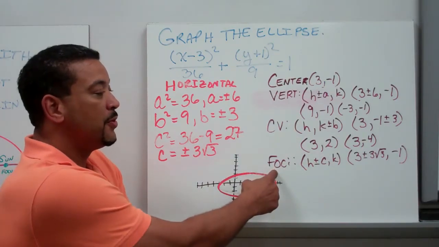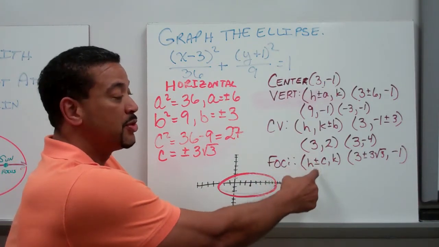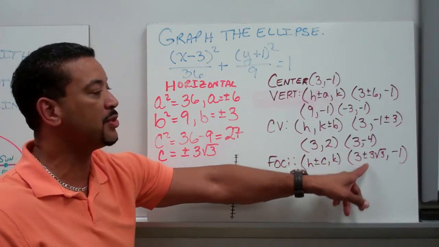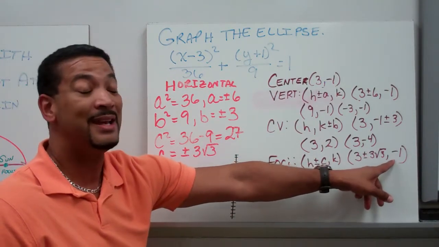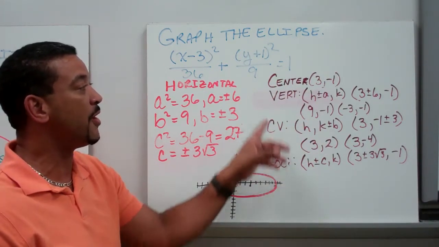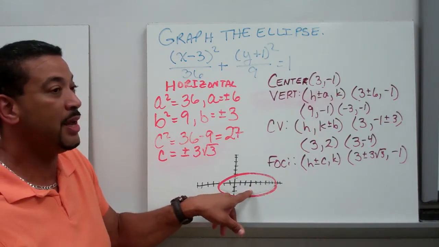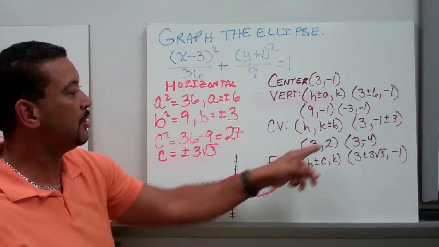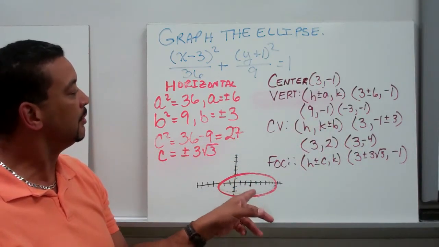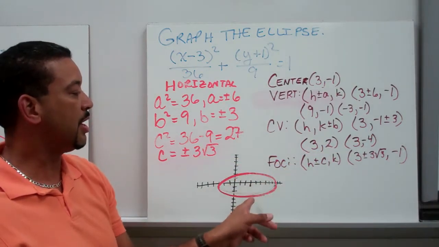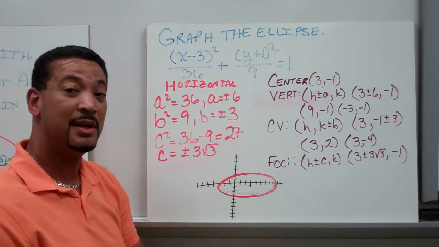And of course to find the foci, we use h plus or minus c, and k. So once again, all we're doing is plugging in what we got, 3 plus or minus 3 square root of 3, and negative 1. That gives us all the information we need to graph this. We find our center first at 3 and negative 1. Then we go 9, negative 1. We go negative 3, negative 1. And then up to 3, 2. Down to 3, negative 4. Draw your ellipse, and there you go.